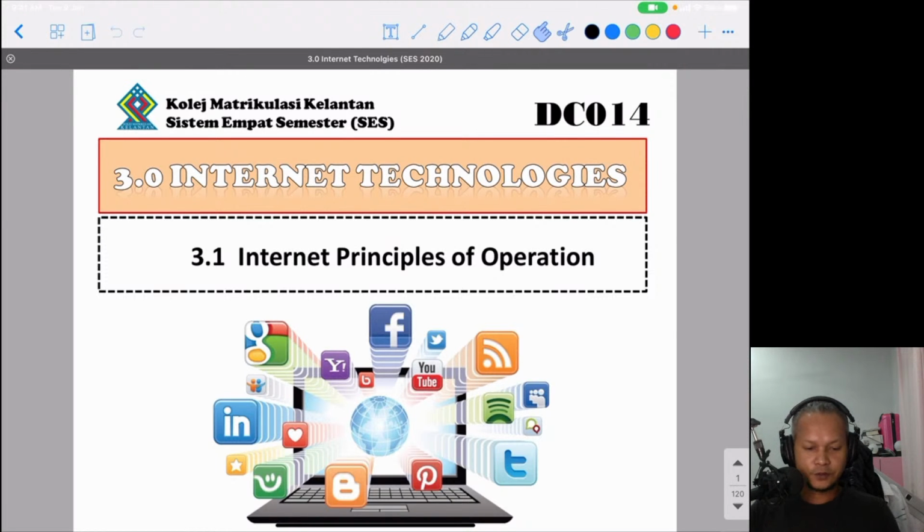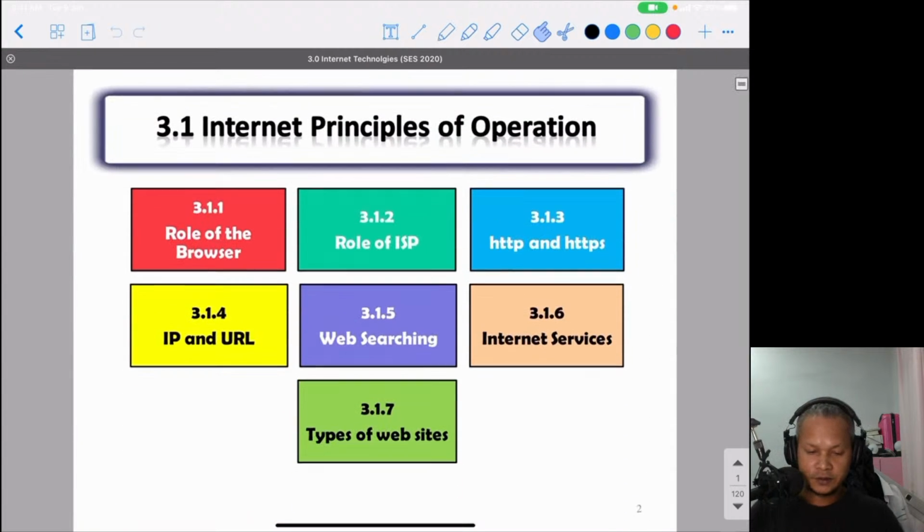Hi, Assalamualaikum. 3.0 Internet Technology, 3.1 Principle of Internet for DC014. This is the conclusion of our lesson. The whole topic for 3.0 we already done. Here I will just go through the summary.